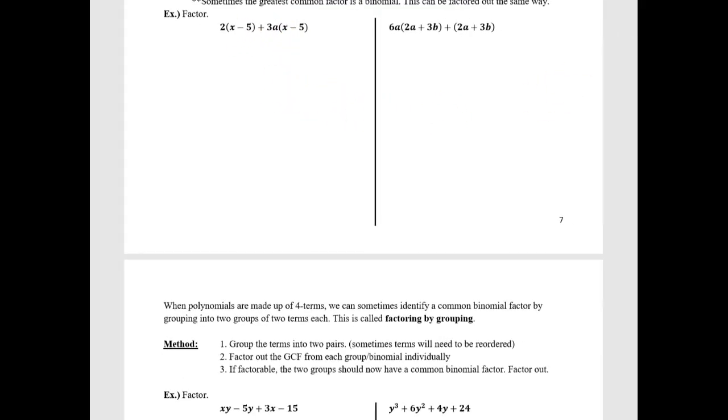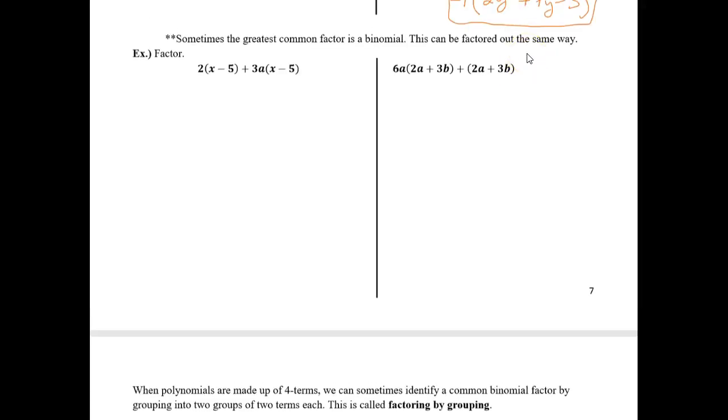Alright, we've already talked about factoring out the GCF, or the greatest common factor, but sometimes the greatest common factor is an expression, or a binomial, or trinomial. You can have a whole expression in common as a factor, right? Remember, factors are any terms being multiplied.